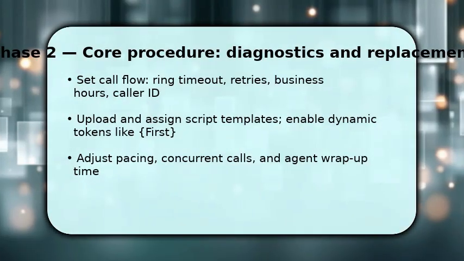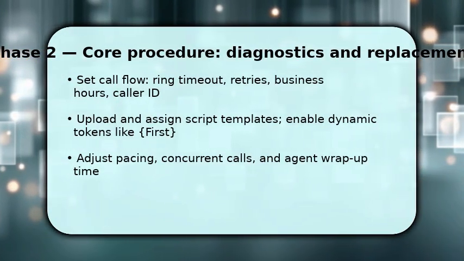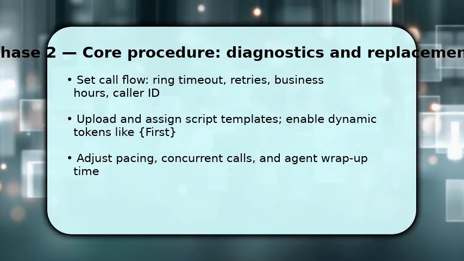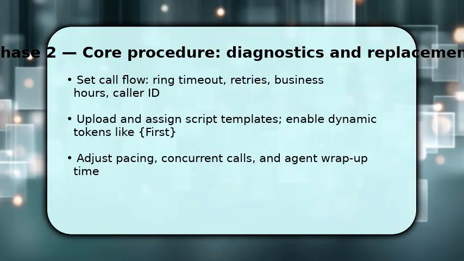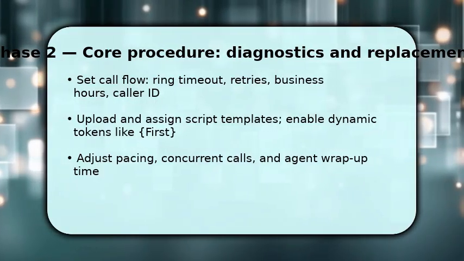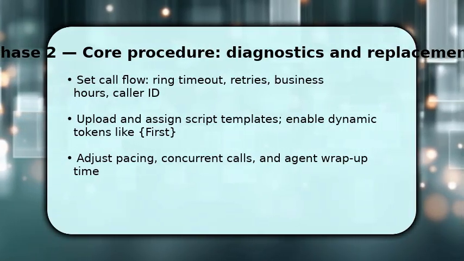Once done with lists, configure the dialer core. Set ring timeout, retry logic, business hours, and the correct caller ID so answer rates improve. Then upload your agent scripts and assign templates. Use dynamic tokens like first to personalize each call for higher connection quality.